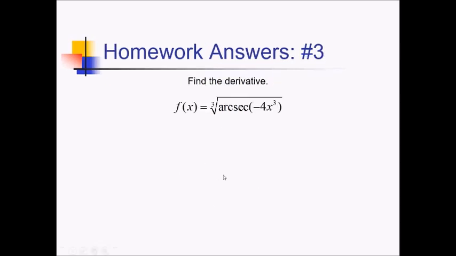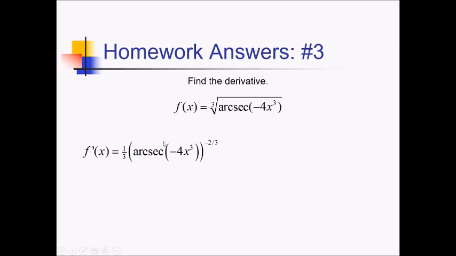For this problem, we want the derivative of this crazy-looking expression. This is going to be quite the chain rule. The outer function is the cube root of something. So this is really something to the 1/3 power, which I can write, for the derivative now, as 1/3 times all this stuff to the negative 2/3 power. So that's the derivative of the cube root of something.